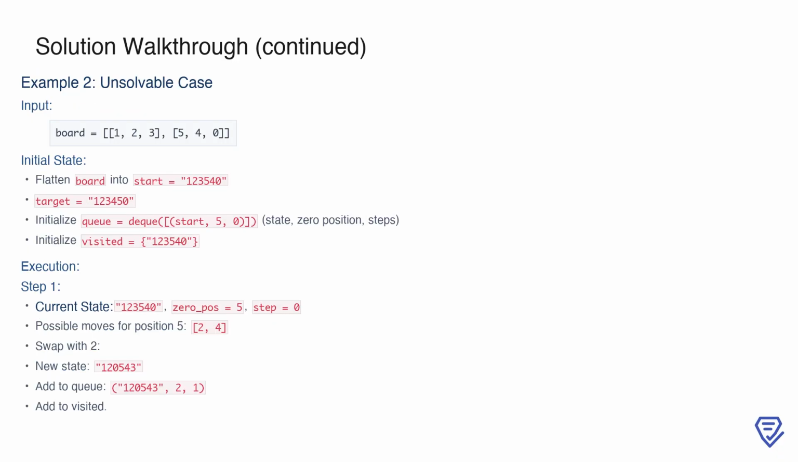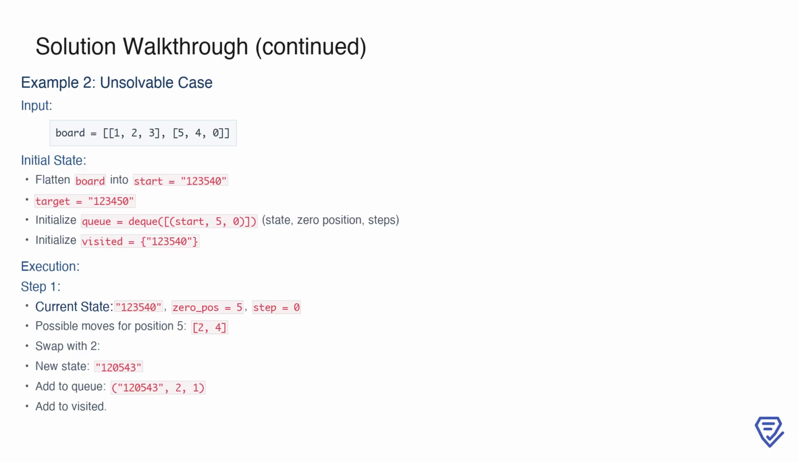Now let's consider an unsolvable case. The input board is 1, 2, 3, 5, 4, 0. Flattening this board gives the starting state 123540, while the target remains 123450. We initialize the queue with (123540, 5, 0), where 5 is the position of the 0, and the visited set starts as 123540. At step 1, the current state is 123540, with the 0 at position 5 and 0 steps taken so far. From position 5, the 0 can move to positions 2 or 4.